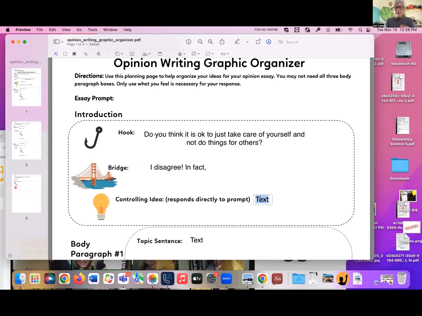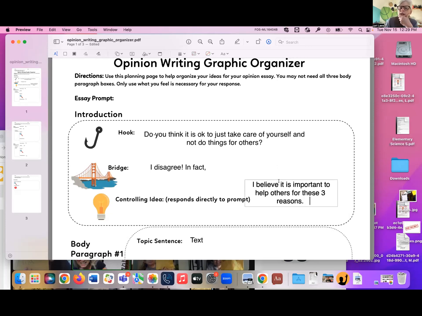to your controlling idea. In this case, I believe, oh, actually, let me get rid of the text box because I've got too many text boxes here. Okay, I believe, oh man, that's a nice text box. Whoa, what happened to it? I believe it is, oops. I believe it is important to help others for these 3 reasons.